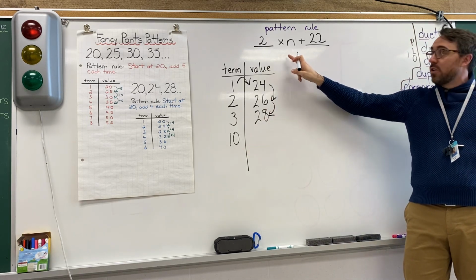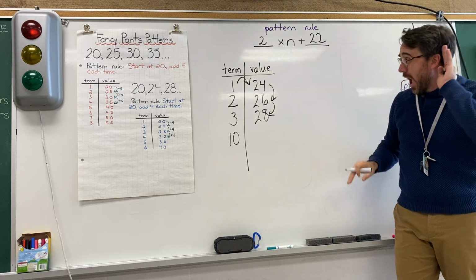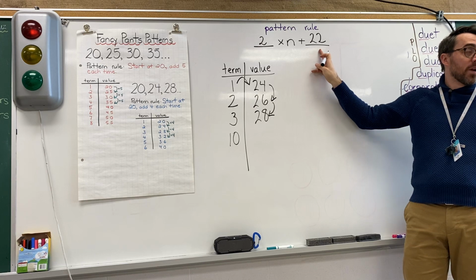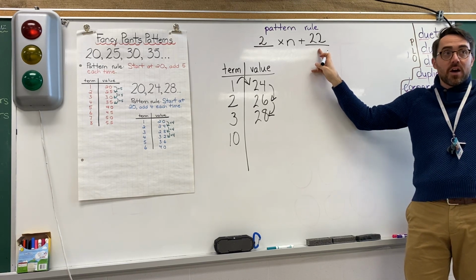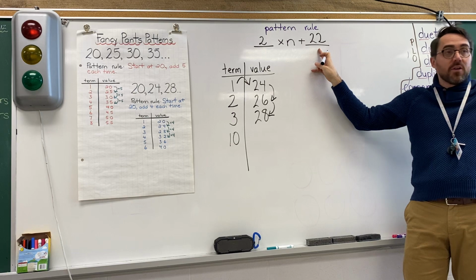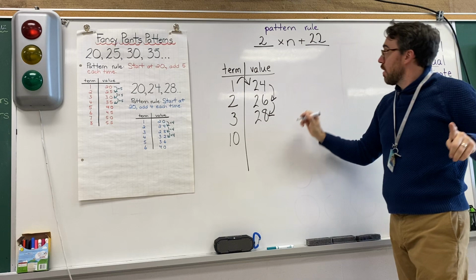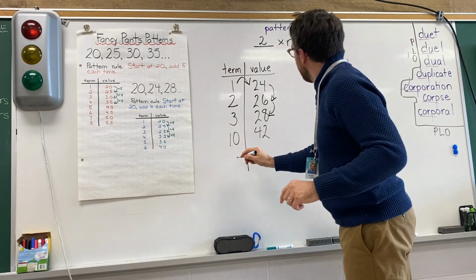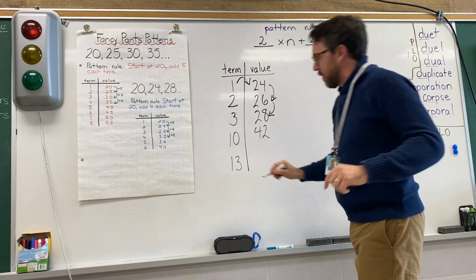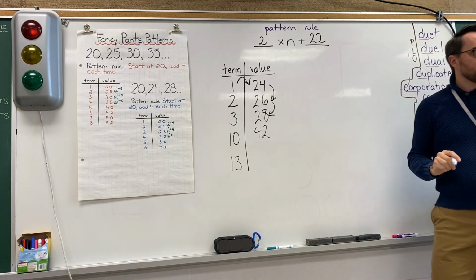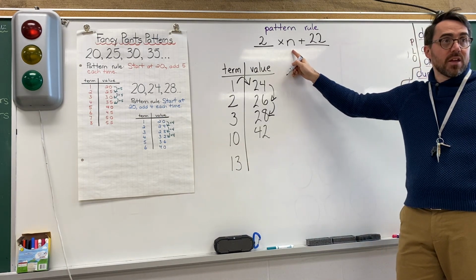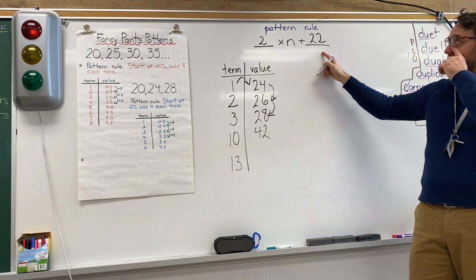So help me out. 2 times 10 is 20. Plus 22. So 20 plus 22. Who's got it? Mateo? 42. Okay. Or I can go to something bizarre like the 13th term. A weird number. All I do is I put that 13 where the n was and solve my patterning rule. So Isaiah, help me out.